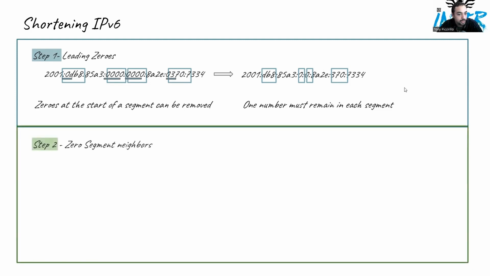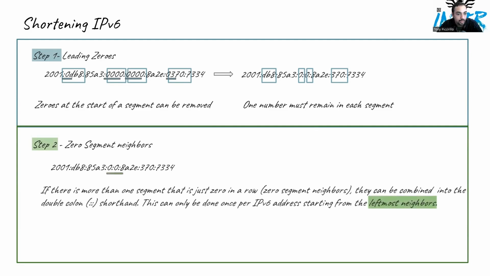Step 2, we're going to look at the 0 segment neighbors. So here's our IPv6 string, right? That was already shortened. So we shortened it one time already for step 1. Now it's going to be step 2. And here we're going to look for what I call 0 segment neighbors. So for those neighbor segments, we can replace those with 2 colons. See? So we got rid of the 0 segment neighbors with 2 colons.